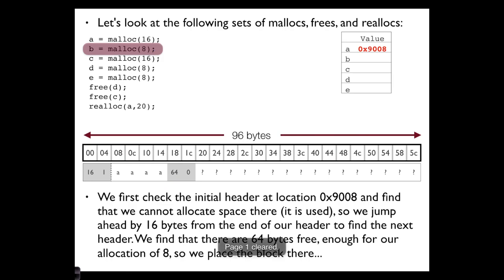By the way, if I had said 7 bytes, I would also need 8 bytes. You have to align this on a 4-byte boundary. You'll see that from the assignment. I didn't actually use that as an example. I probably should have. Okay.